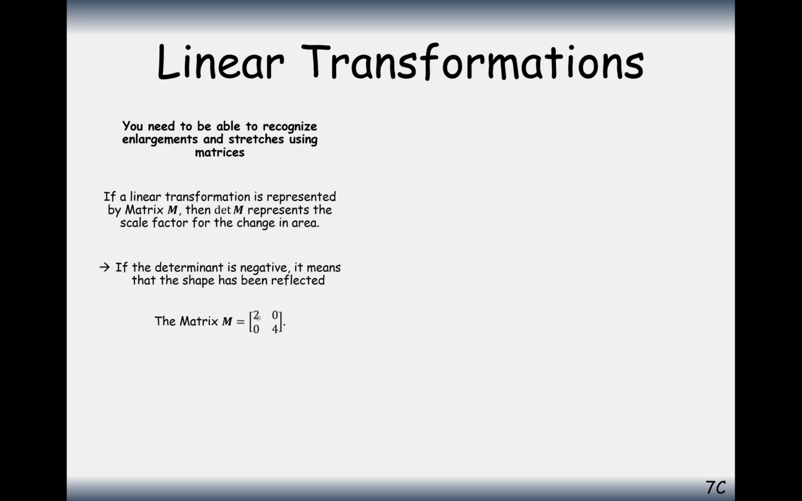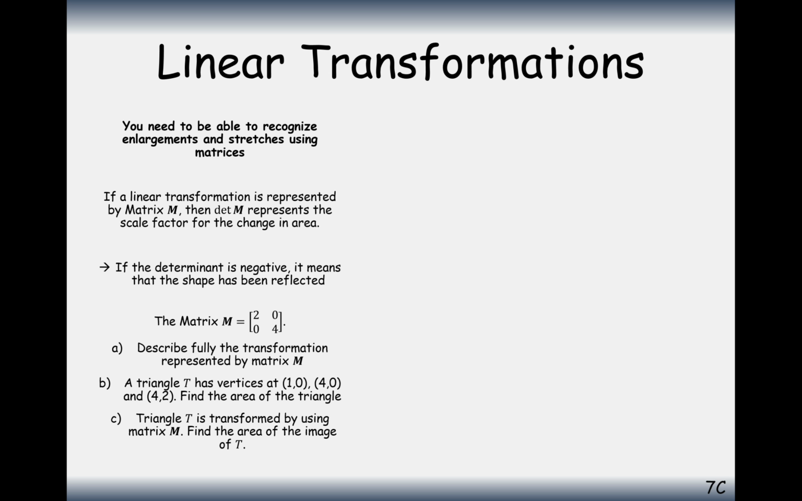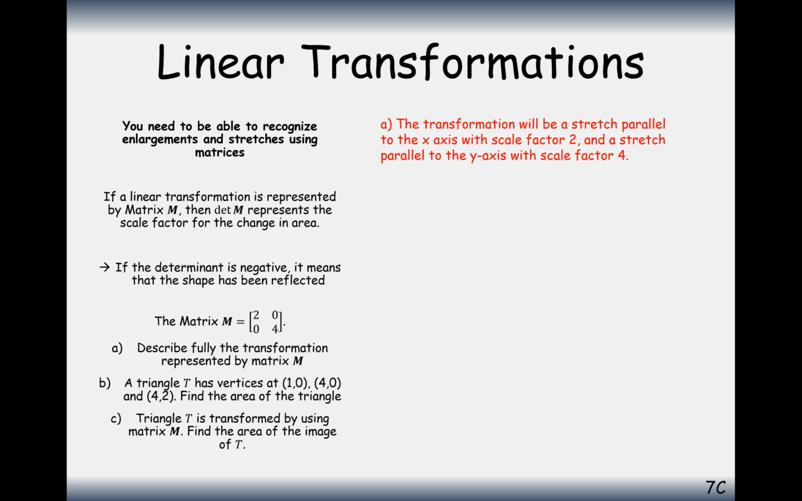In this question here, let's take the matrix 2, 0, 0, 4. And we've got a set of coordinates on a triangle there, and we're looking to work out some areas. For part A, it just asks for us to describe the matrix transformation. So we know here that the x-axis is going to stretch by a scale factor of 2, and the y-axis is going to stretch by a scale factor of 4. And that's quite easy to read off the diagram.